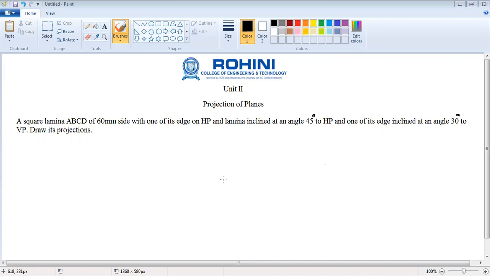Today we are going to see the topic projection of planes from Unit 2. The problem is a square lamina ABCD of 60 mm side with one of its edges on HP and the lamina inclined at an angle of 45 degrees to HP and one of its edges inclined at an angle of 30 degrees to VP. Draw its projection.